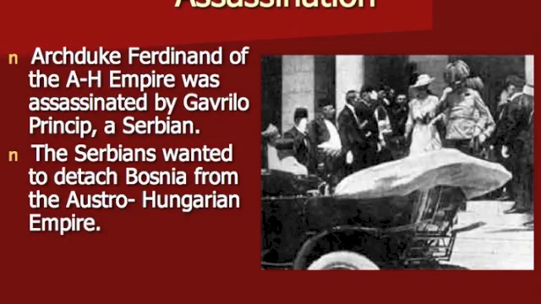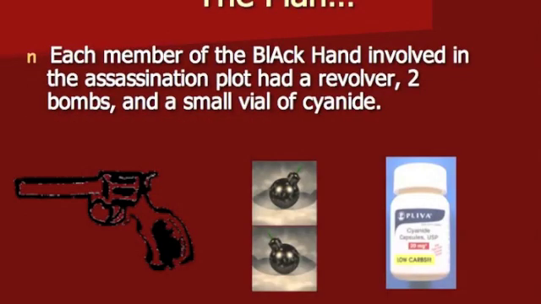Now, the assassination is the straw that broke the camel's back. It's the spark that began the war. Archduke Ferdinand of Austria-Hungary was killed by Gavrilo Princip, who was a Serbian. Now, there's sort of an interesting story to this, which I'll give you the brief rundown here. The people that wanted independence for this area had a terrorist group called the Black Hand. And several members of this said, hey, the Archduke is coming to town. We are going to kill him.